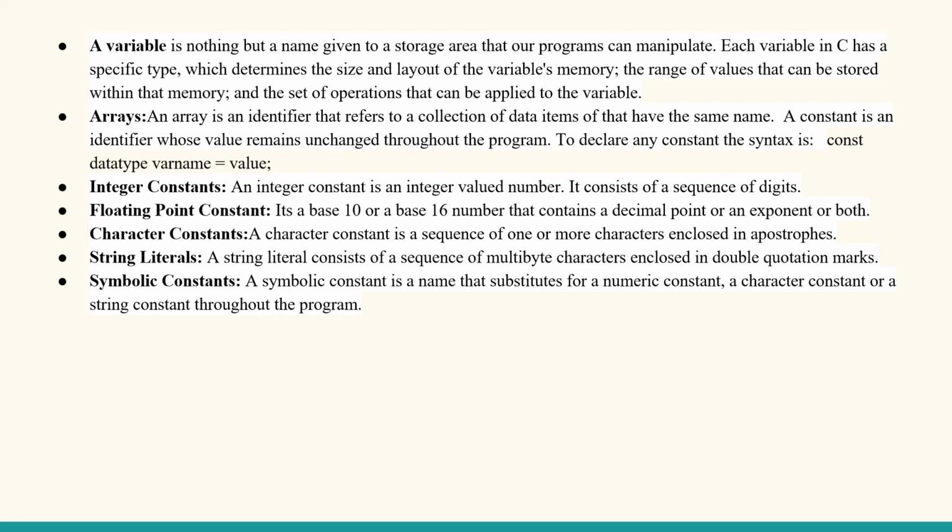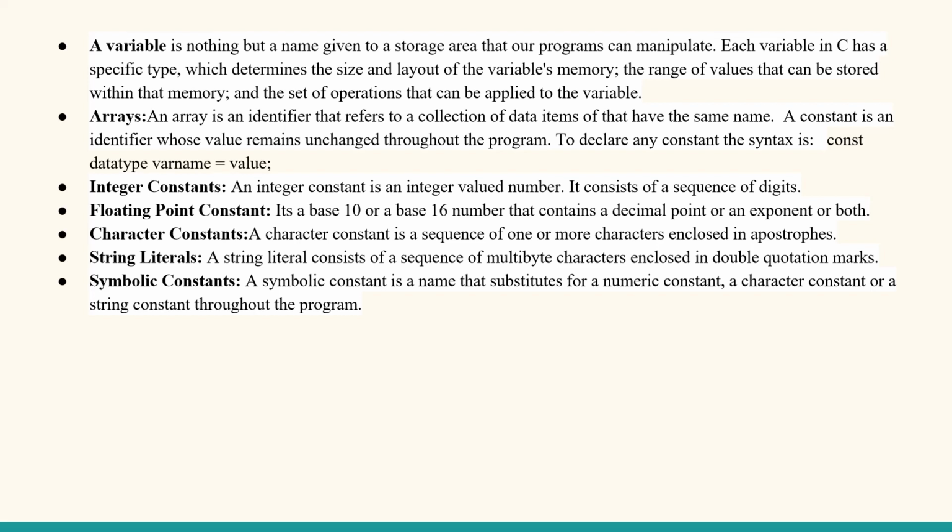Arrays. An array is an identifier that refers to a collection of data items that have the same name. A constant is an identifier whose value remains unchanged throughout the program. Integer constant. An integer constant is an integer value number. It consists of a sequence of digits. Floating point constant. It's a base 10 or base 16 number that contains a decimal point or an exponent or both.